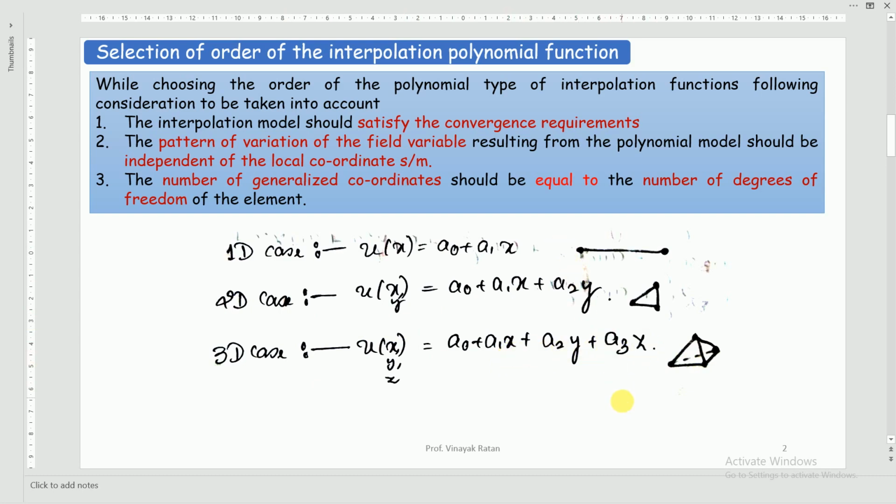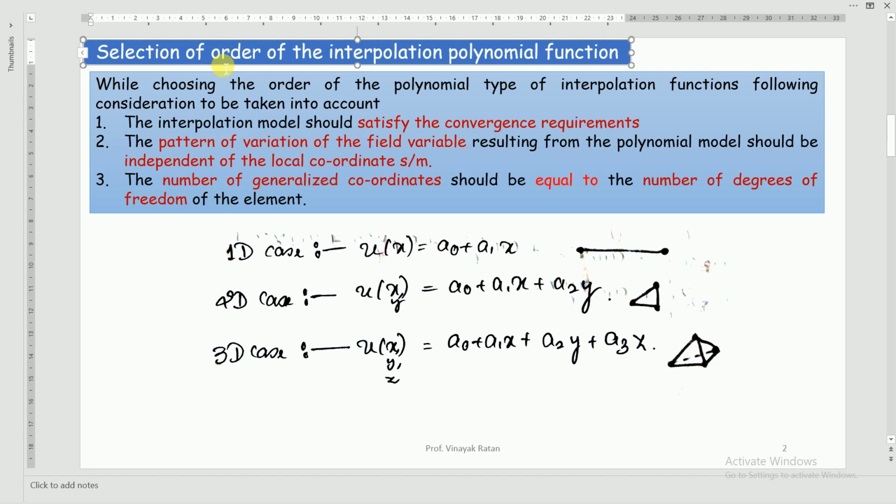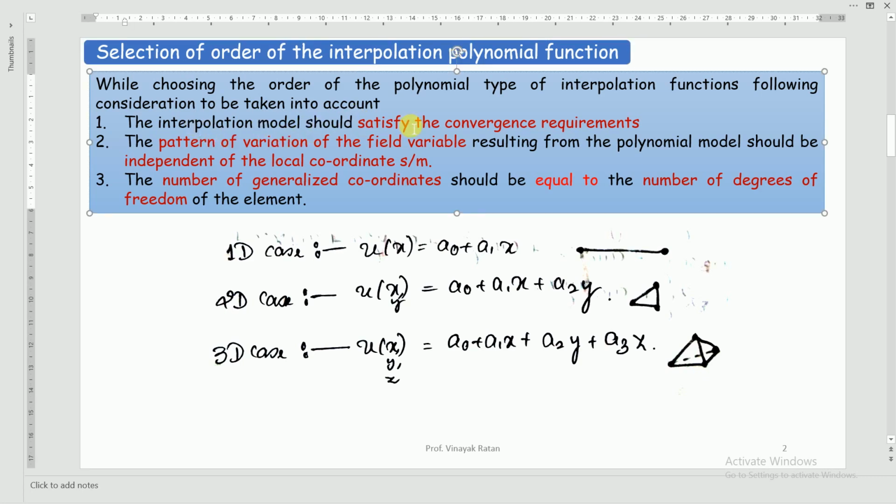We will be using these three polynomial functions in order to derive the shape functions for the given 1D, 2D and 3D elements. So before that we'll go through the selection points. Before you select any polynomial function, what are the points to be considered while choosing the order of polynomial or type of interpolation function? The following considerations are to be taken into account. The interpolation model should satisfy the convergence requirements. What are these convergence requirements? We'll go through them once we finish all the derivations, before winding up module 1. Whenever you choose any polynomial function, it should satisfy the convergence requirements.